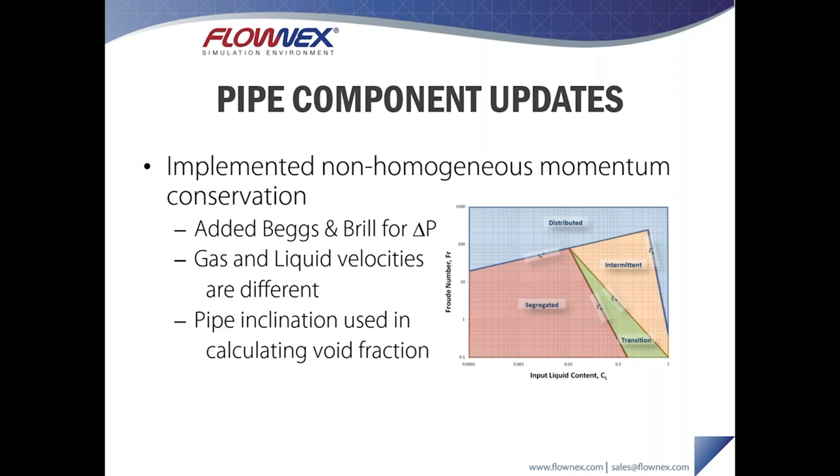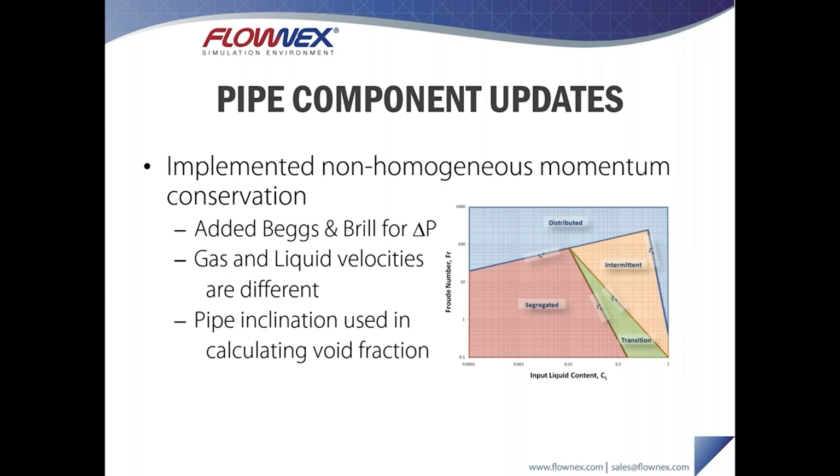Once this flow regime has been determined, we're then able to calculate the liquid holdup of the fluid, or the actual liquid holdup. That input liquid content is considered the homogeneous liquid holdup, so that assumes both velocities are the same. The correlation then corrects this liquid holdup, creating what is called the actual liquid holdup. And this is calculated taking into account the inclination of the pipeline as well.